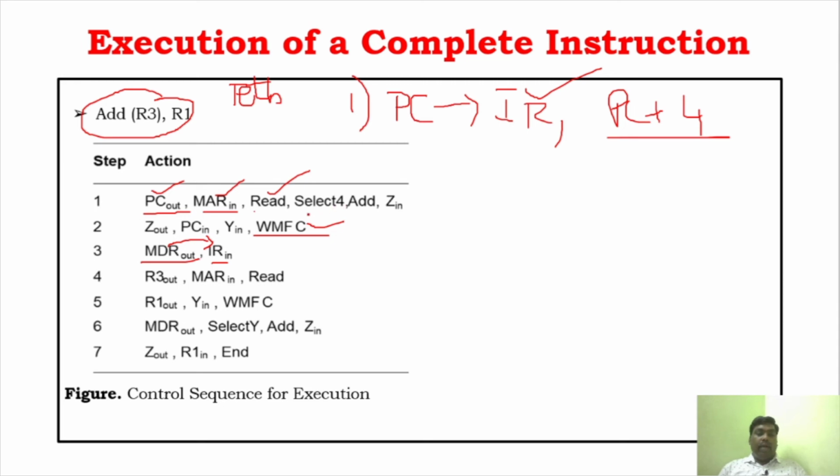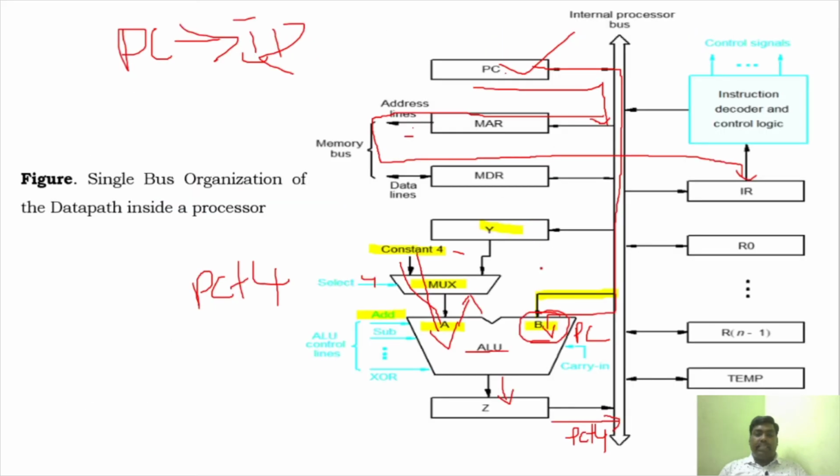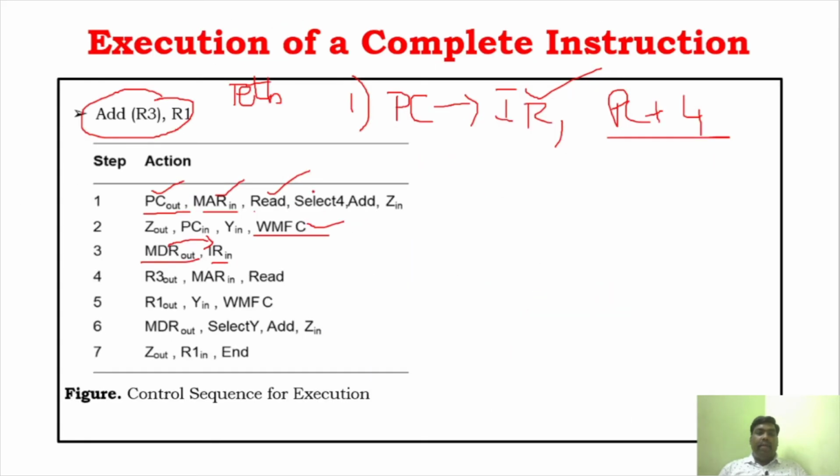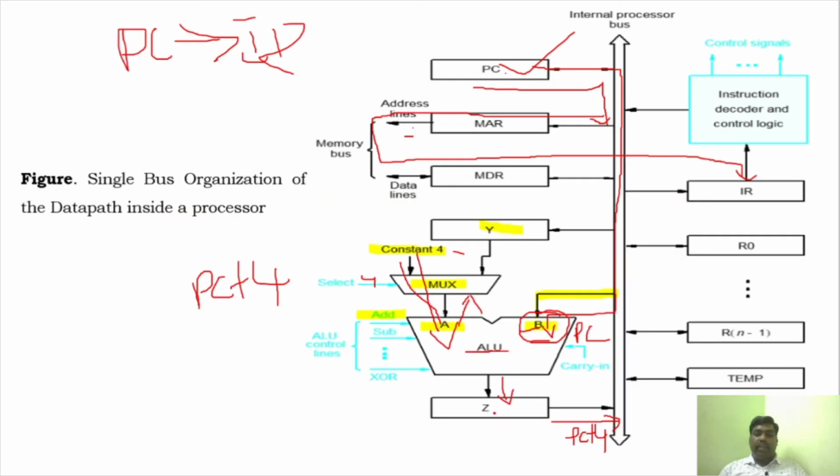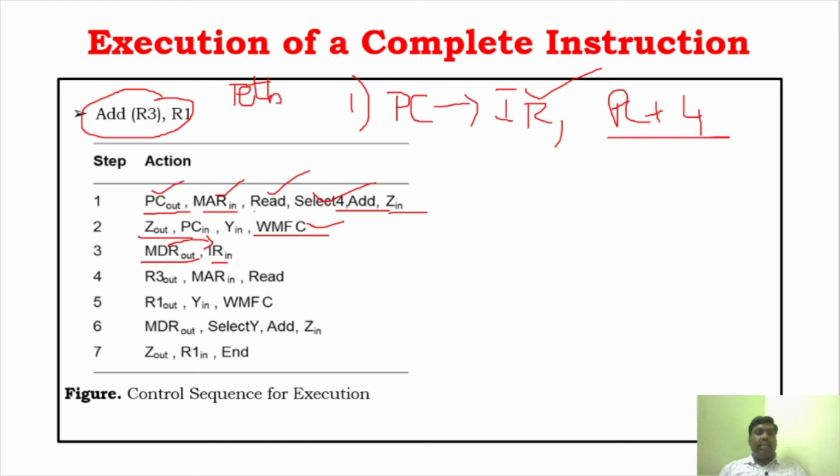Now in parallel, the PC content will reach B, and the ALU will select 4 and the addition will be done and then it is sent to Z in. Z in is nothing but this particular register, and from this register it is sent to Z out. You can see Z out is sent to the internal bus, and it reaches the PC in. Now this PC value is PC plus 4.